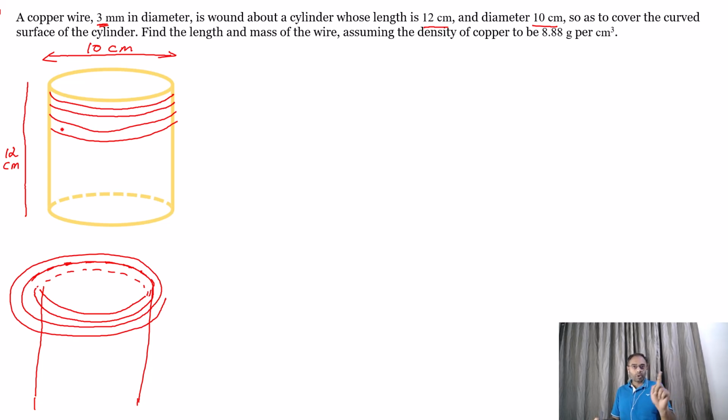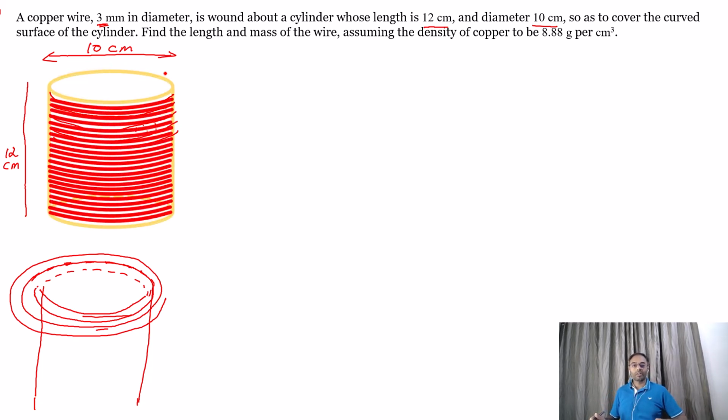If this copper wire is completely enclosing the cylinder in circles, it will make many circles. It will make one circle, then the second circle, third circle, fourth circle, and it just goes on and on. Of course, here we are showing some gaps between the two circles, but actually there is no gap. That's how it is wound, in such a way that you can't see the cylinder. You can only see the wire from all sides. The cylinder is completely surrounded by this wire.